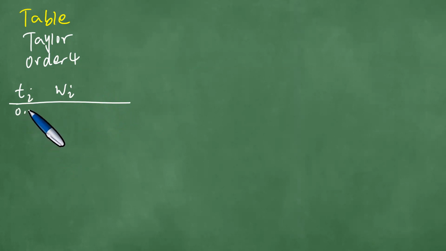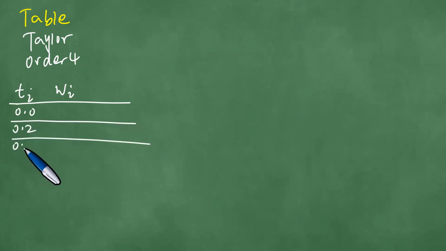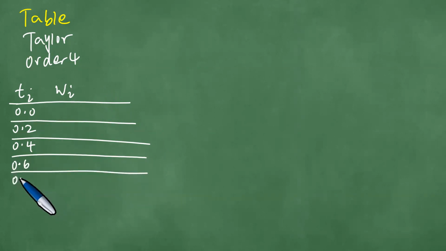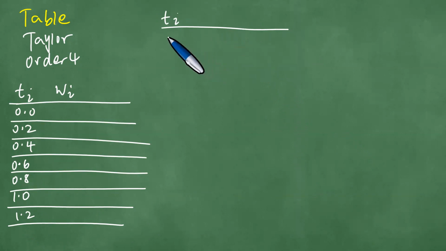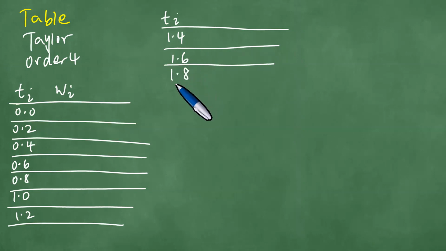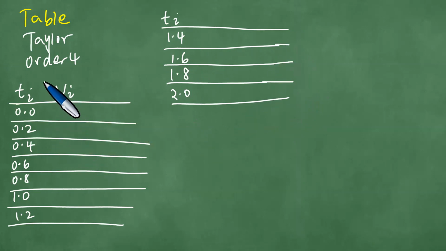So the Ti is going to be 0.0, then 0.2, and then you add another one, 0.2 is 0.4, and then another one, 0.6, 0.8, 1.0, 1.2. I'm going to continue the table here as well. Then we have 1.4, 1.6, 1.8, 2.0, like so.